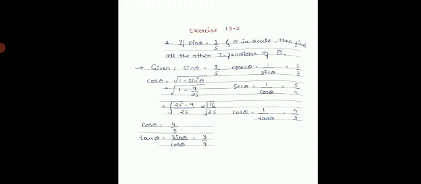That is, cos theta is equal to the square root of 1 minus sin square theta, which is equal to 1 minus the sin theta value, 3 by 5, and its square becomes 9 upon 25. Now take the LCM. 25 into 1 is 25, minus 9 will be 16 divided by 25. Now the square root of 16 and 25: the square root of 16 is 4 and the square root of 25 is 5.